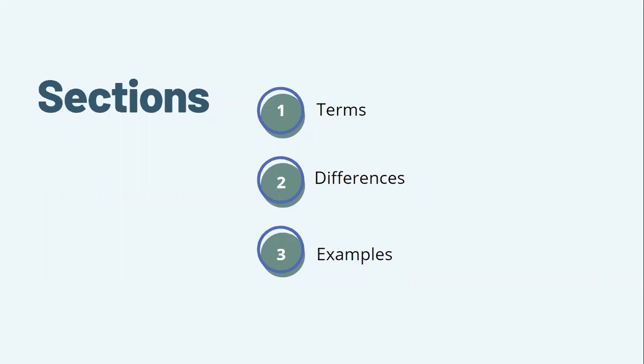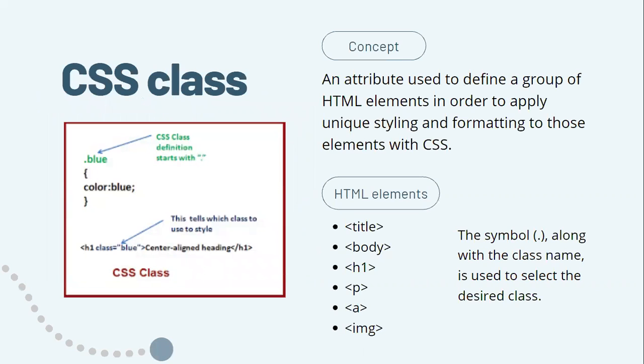So the first part, what does a CSS class mean? A CSS class is an attribute used to define a group of HTML elements in order to apply styling and formatting to those elements with CSS. So just remember that the HTML elements could be the title, the body, H1, P as a paragraph, the A, the image. There's a lot. These are just a few of them.